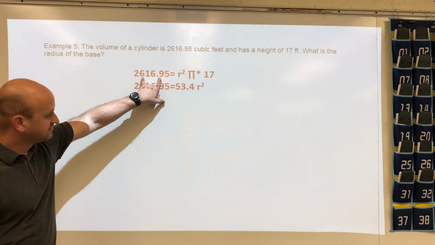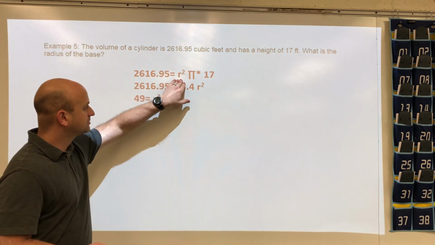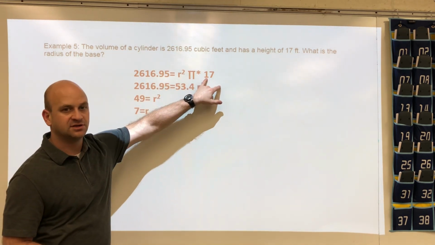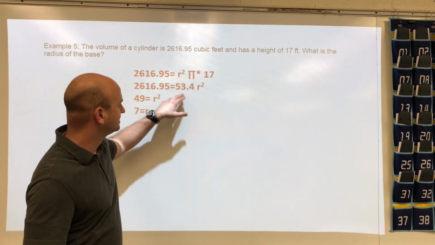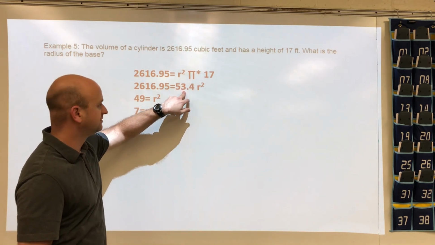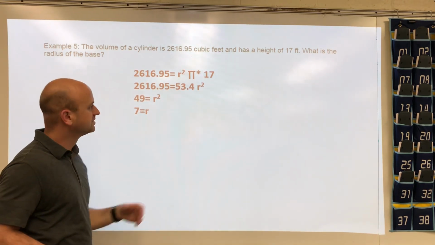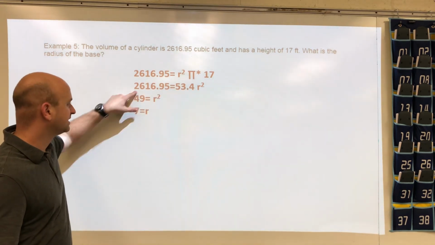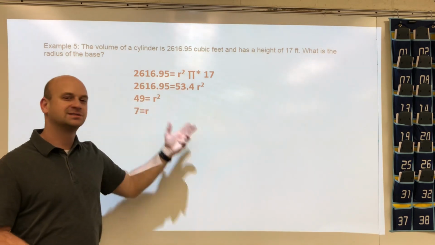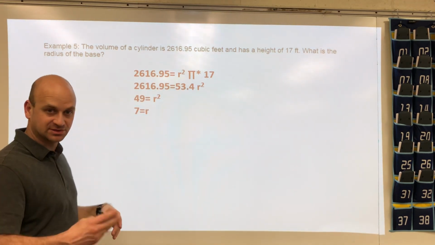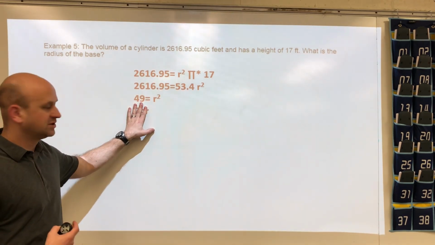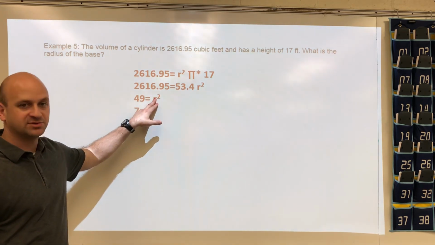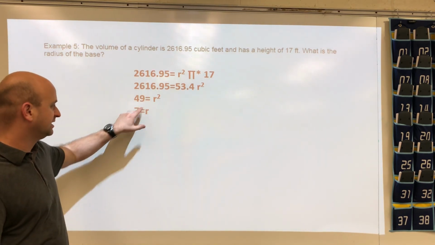So we're going to list the volume first, then the radius squared times pi times 17. So what I do on the right side is I take 17 times pi and I get 53.4 r squared. Now what I'm going to do is divide both sides by 53.4, and that gives me approximately 49. It ends up being about 49.00 something, which we're just going to call 49. And because it equals r squared, we have to take the square root of 49, which gives you a radius of 7.